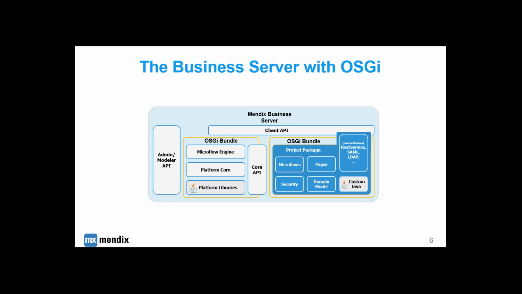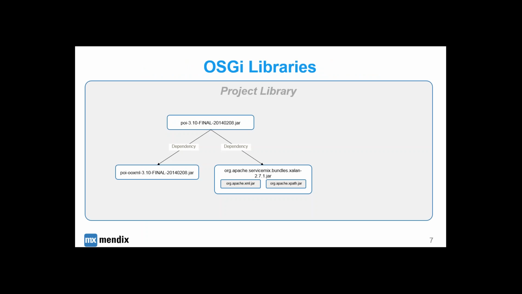So the core API is the preset exposed functionality via Java. So what you can do with the core as far as object manipulation, speaking to the runtime, speaking to the microflow engine, all of those things go through the core API. And it's the ability to wrap these in these OSGi bundles that allows you to add more libraries without getting class loader conflicts with the platform itself.